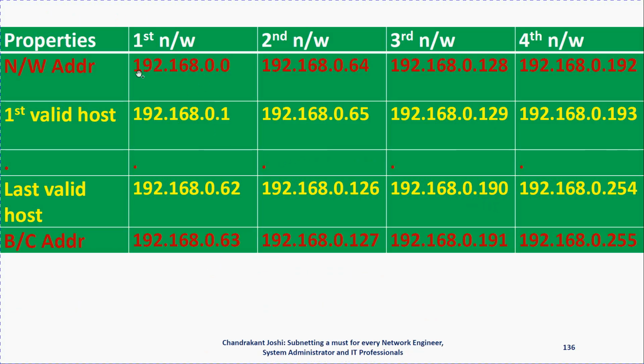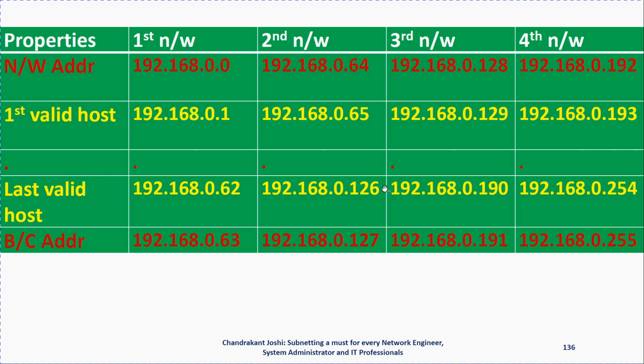So when you write, you say that this network is 192.168.0.0/26 or 192.168.0.0 space 255.255.255.192. Same is over here. So this network is 192.168.0.64/26 or 192.168.0.64 space 255.255.255.192, and same thing over here. Hope the things are clear. You have to write them again and again, otherwise it does not get into the head.